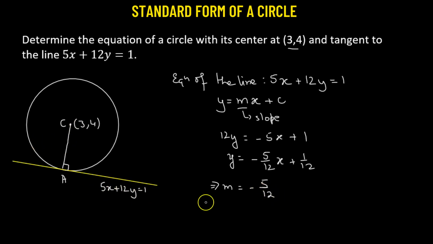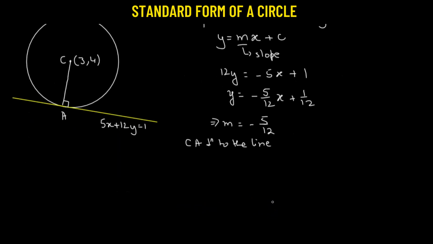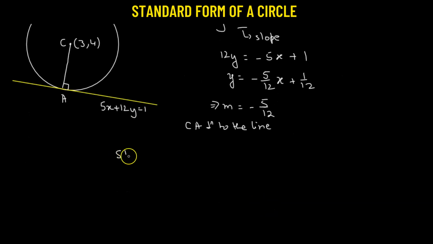Now CA is perpendicular to the line. So if we consider the slope of the perpendicular line, or slope of CA, and we multiply it to the slope m, the product is going to be -1. Now that's a property of straight lines. That means two straight lines which are perpendicular to each other, then the product of their slopes equals -1. Since we have the value of m, we can easily find out the slope of CA.